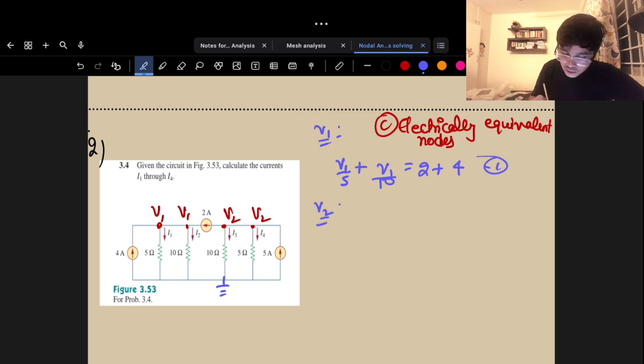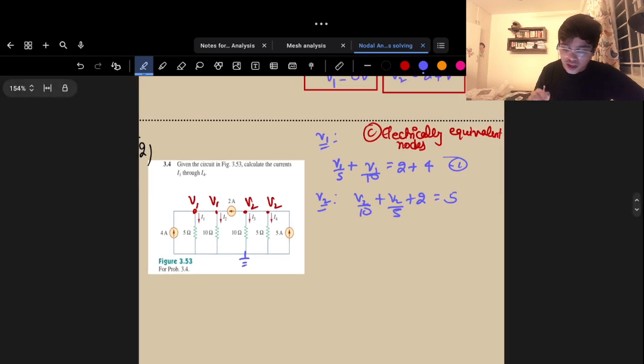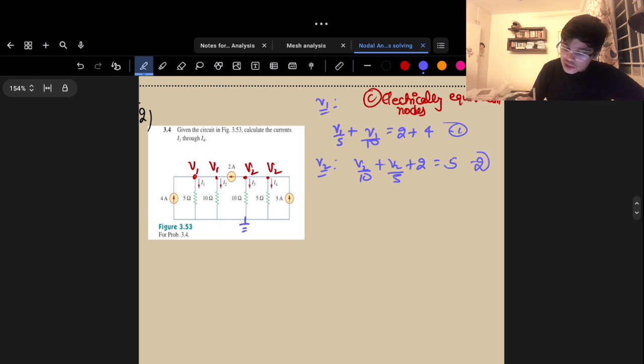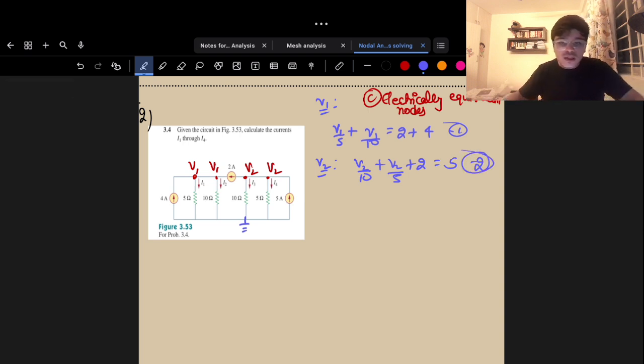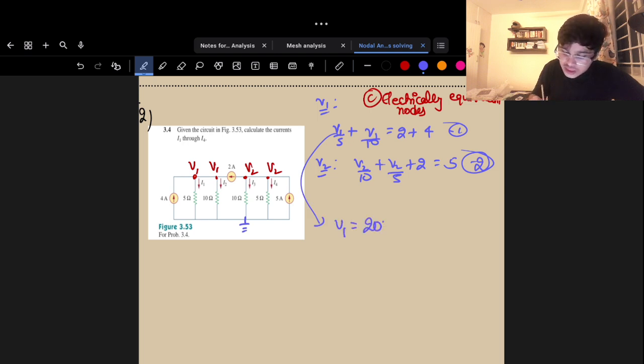And let's write for V2. Now V2 minus 0 by 10 plus V2 minus 0 by 5 are my currents leaving, plus 2 amps are my currents leaving, and that is equal to my 5 amps that is entering. All right, so that is my equation 2. When you solve these two equations, you get V1 is equal to 20 volts and V2 is equal to 10 volts.